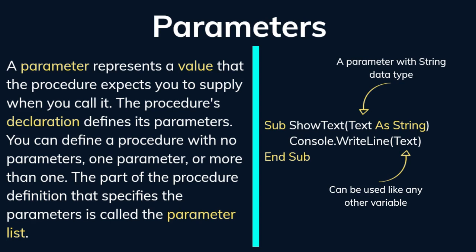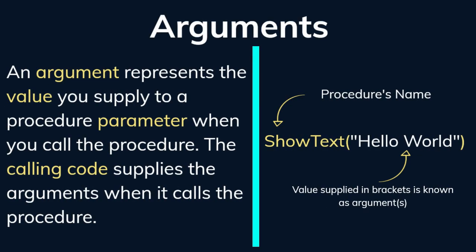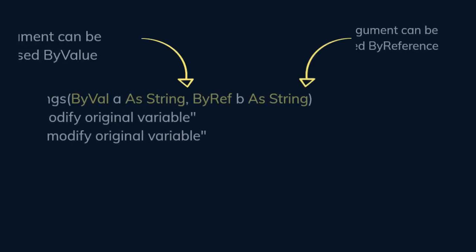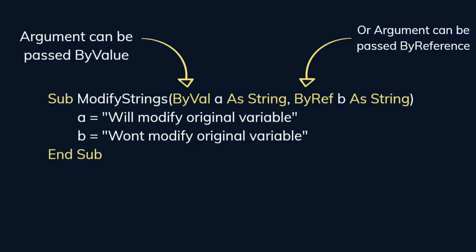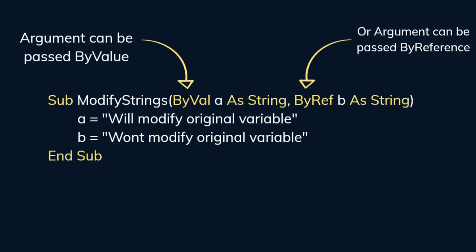The procedure's declaration defines its parameters. An argument, on the other hand, represents the value you supply to a procedure parameter when you call the procedure. The calling code supplies the arguments when it calls the procedure. Now, parameters can be passed by reference or by value. When you pass an argument to a procedure, you can choose to pass it either ByRef or ByVal, which determines how the value of the argument is used and modified within the procedure.